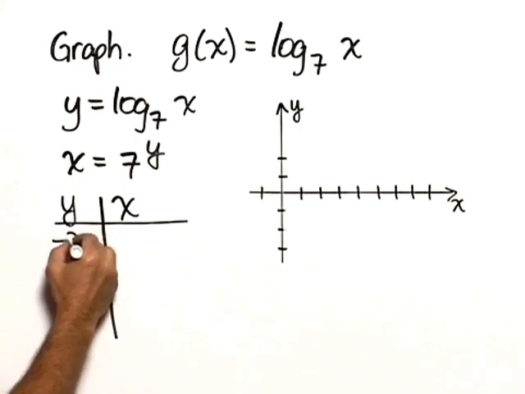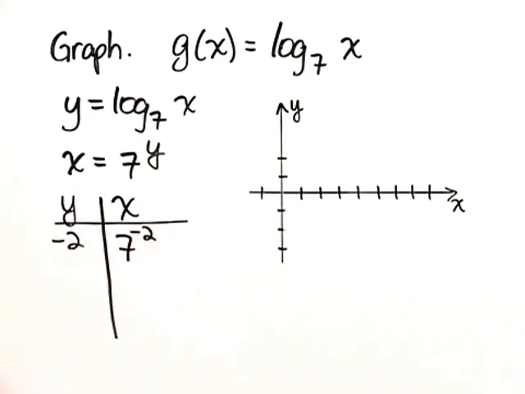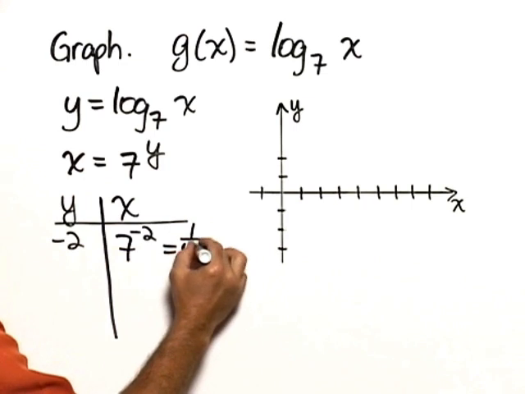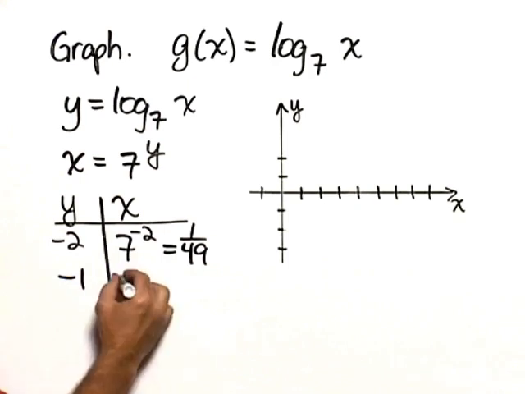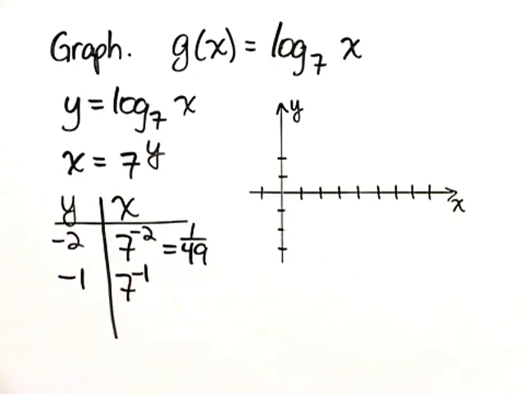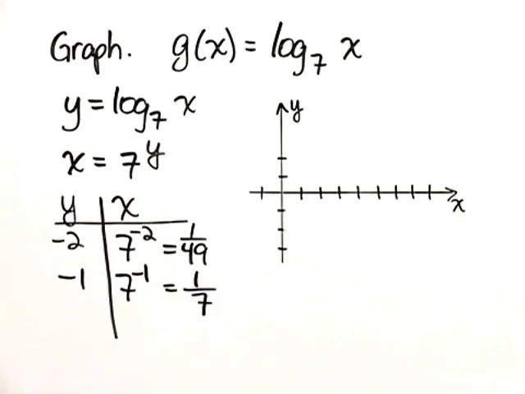So for instance, if y were negative 2, then x would be 7 raised to the negative 2. And 7 to the negative 2 is 1 over 7 squared, or 1/49. Let's select y equals negative 1. Then x would be equal to 7 to the negative 1, which is 1 over 7, or in other words, 1/7.